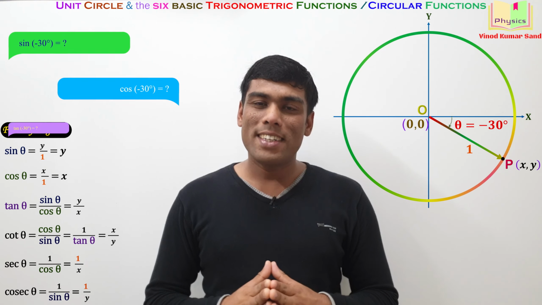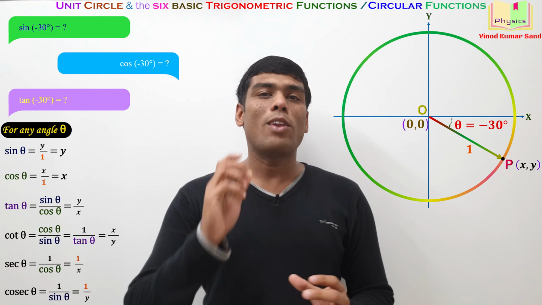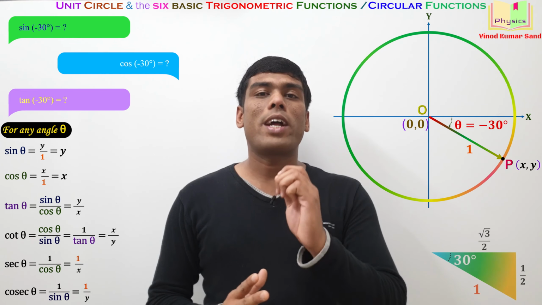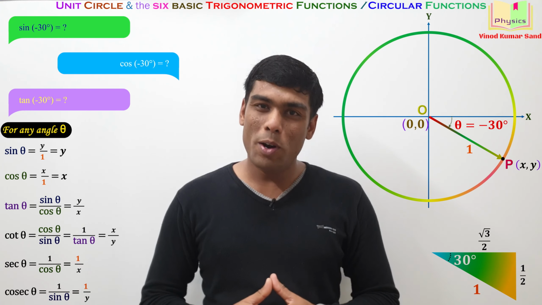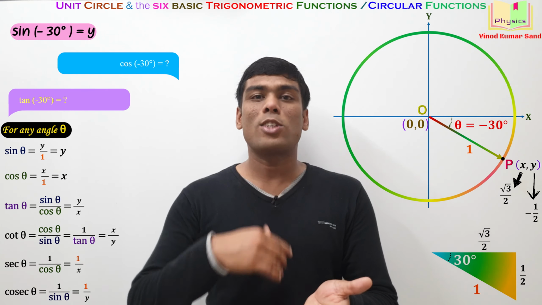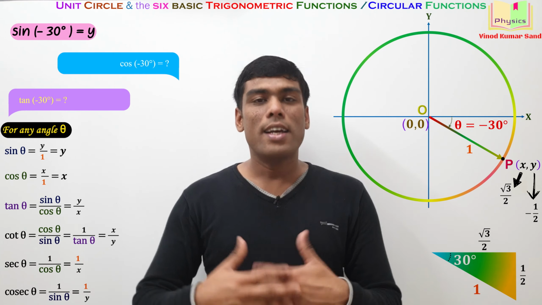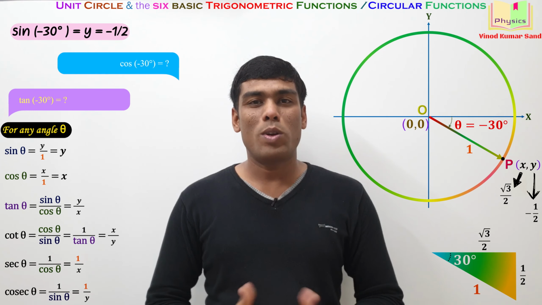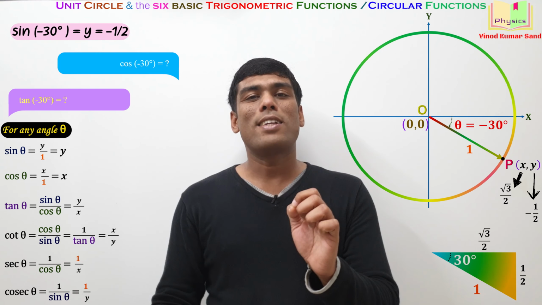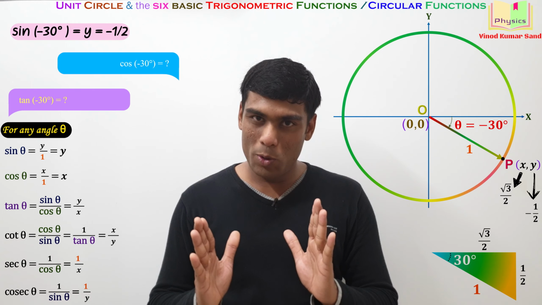How to do that? The minus 30 degree angle will be lying in the fourth quadrant. So we will try to obtain the coordinates of point P. So the sine of minus 30 degree is actually equal to the y coordinate, and the y coordinate is minus 1 by 2. So sine minus 30 degree is equal to minus 1 by 2. I hope you get it.